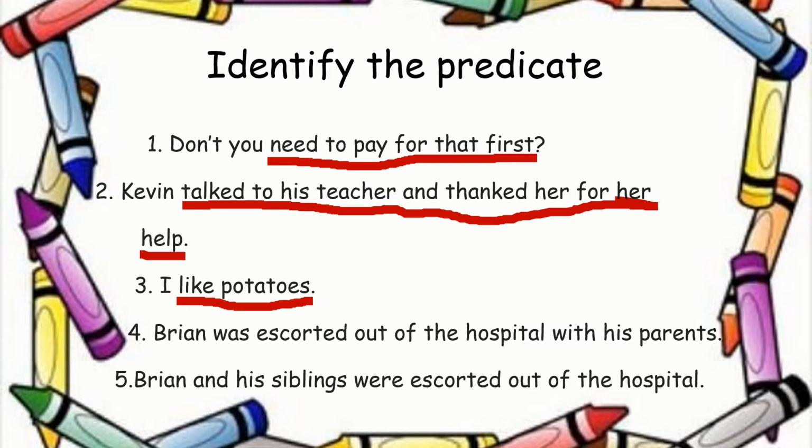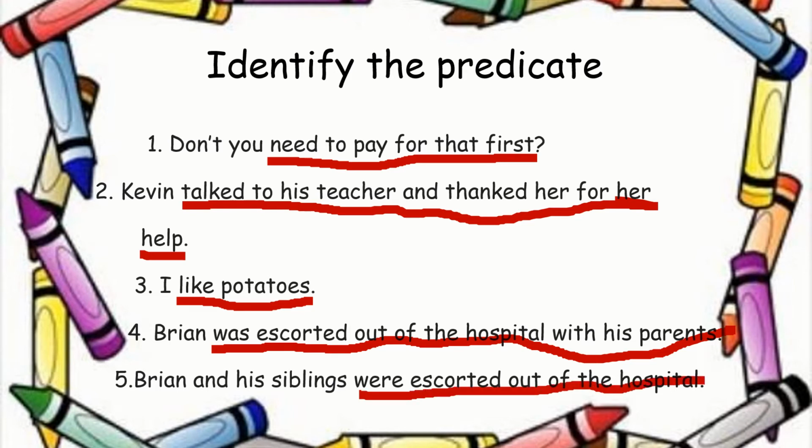Fourth one, Brian was escorted out of the hospital with his parents. So here we have the auxiliary verb was. So was escorted out of the hospital with his parents is the predicate. Fifth one, Brian and his siblings were escorted out of the hospital. So from were escorted out of the hospital is the predicate.